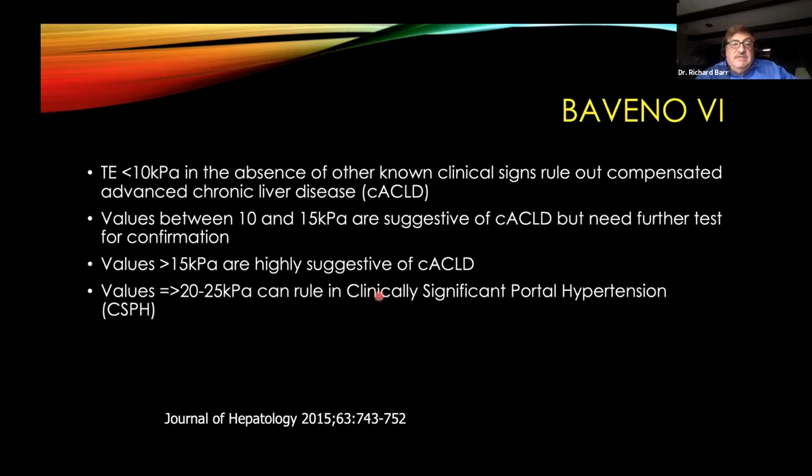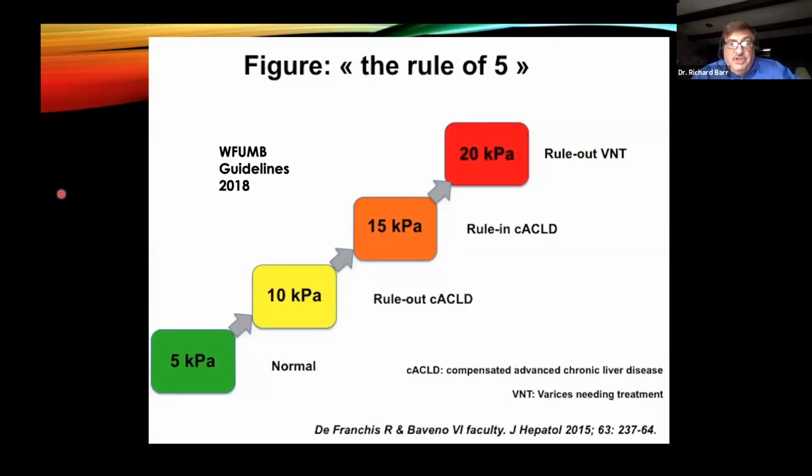The Baveno conference gave recommendations that were somewhat similar to what the SRU did. Transient elastography less than 10 kPa, in the absence of other known clinical signs, rules out compensated advanced chronic liver disease. Values between 10 and 15 kilopascals are suggestive of compensated advanced chronic liver disease, but need further tests for confirmation. Values greater than 15 kilopascals are highly suggestive of compensated advanced chronic liver disease, and values greater than 20 to 25 kilopascals rule in clinically significant portal hypertension.